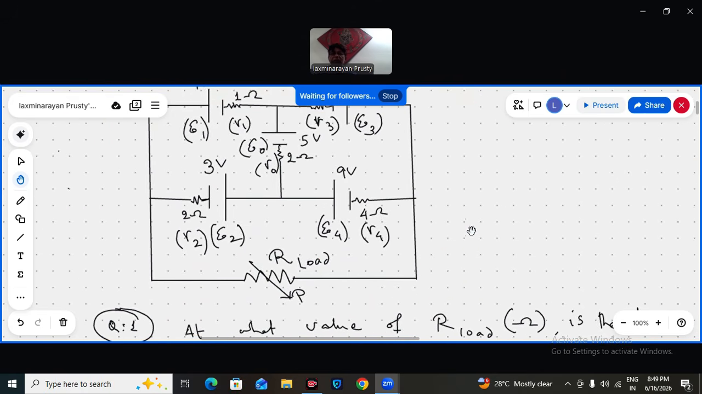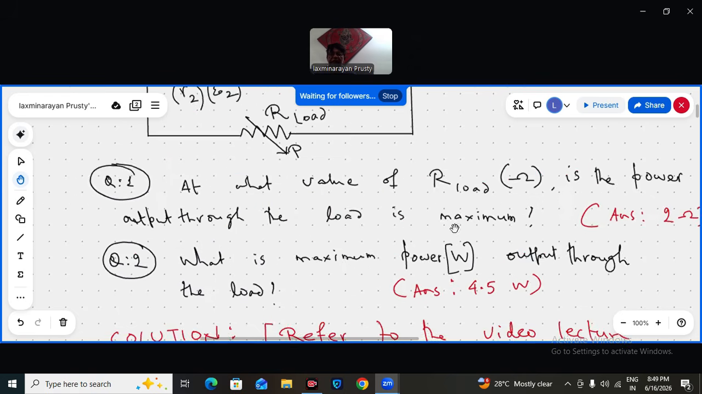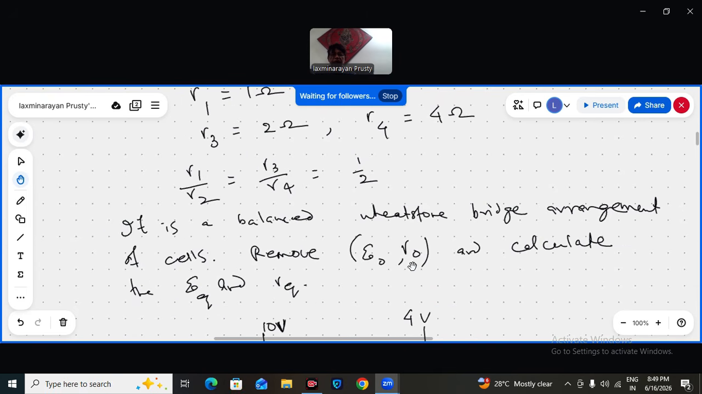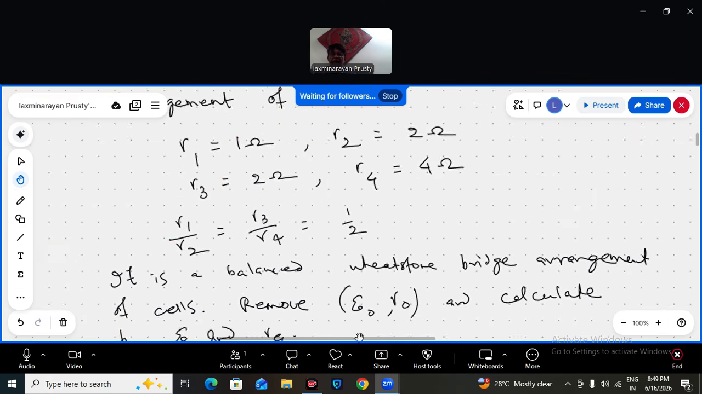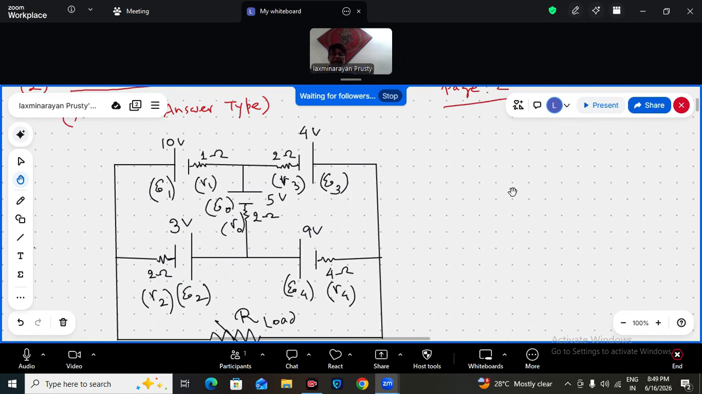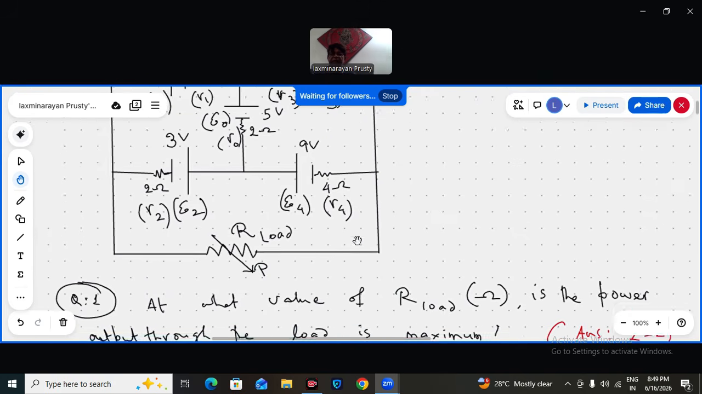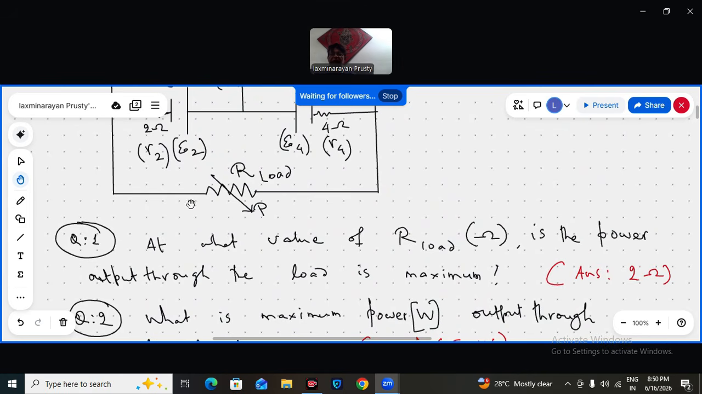So that means to calculate the cell equivalent, I can remove this bridge cell, and if I remove that, then these two cells will be in series, and both the branches in parallel. Step by step I do. It is a balanced Wheatstone bridge. Remove E0, R0, that bridge cell, and calculate E equivalent and R equivalent. I have to express this as a single equivalent cell and equivalent internal resistance, this bunch connected across this load, so that the same load current will be flowing as in this case.